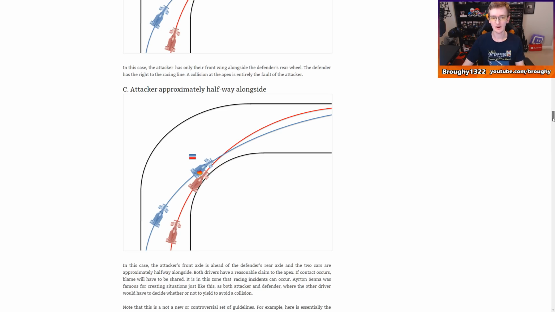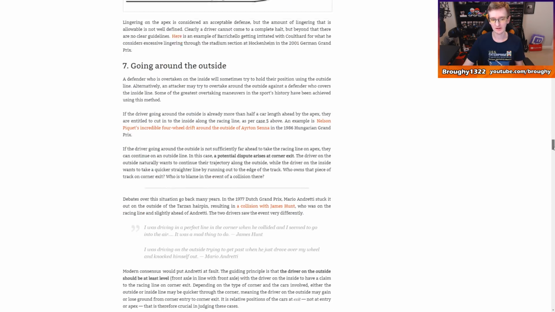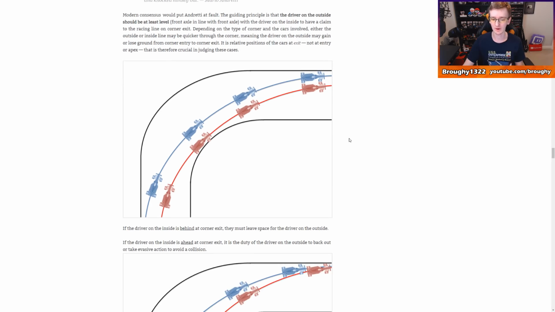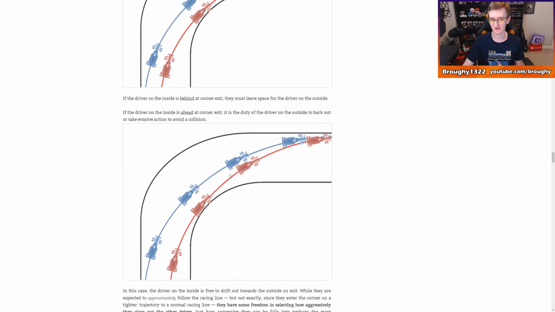Now, in addition to that, we've also got what happens when you're going around the outside. So when you're going around the outside, the guiding principle is that the driver on the outside should be at least level, that's front axle in line with front axle, as we can see there on that screen, with the driver on the inside to have a claim to the racing line on corner exit. So if the driver who's going around the outside is even slightly behind coming up to the exit of the corner, as you can see there, he should back out because the driver on the inside is well within his right to continue his racing line going forward.